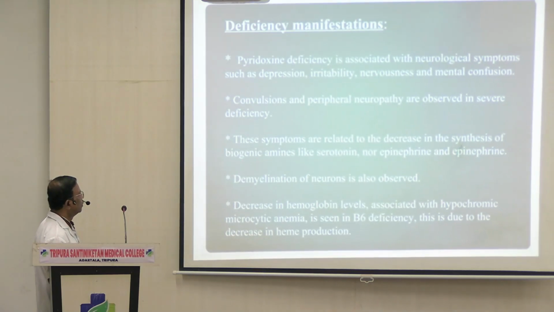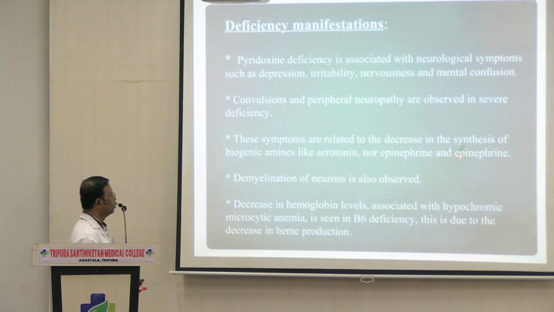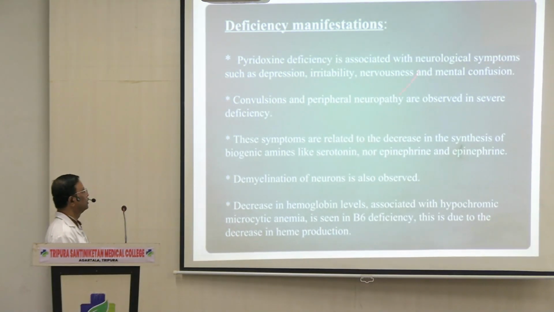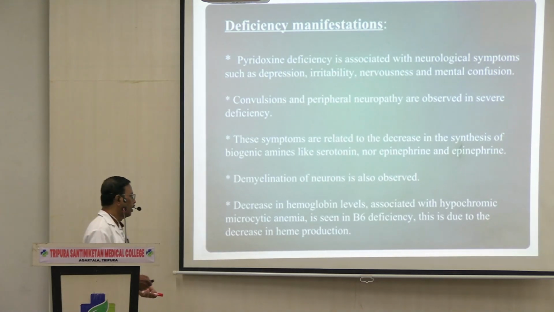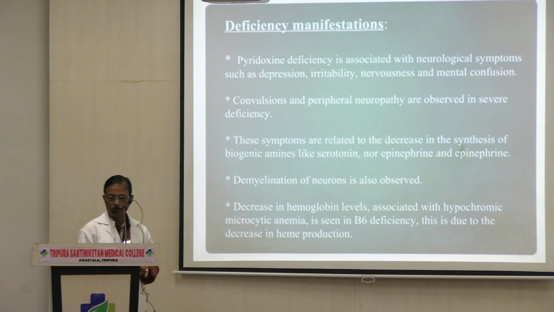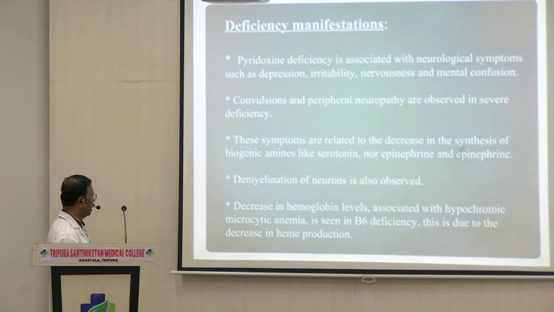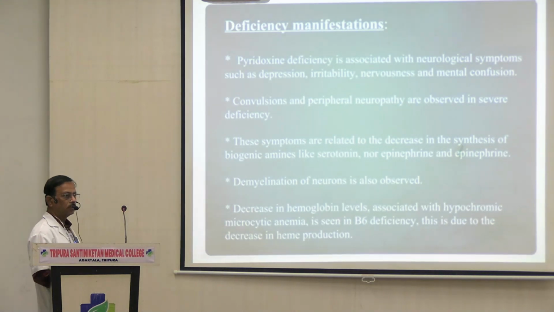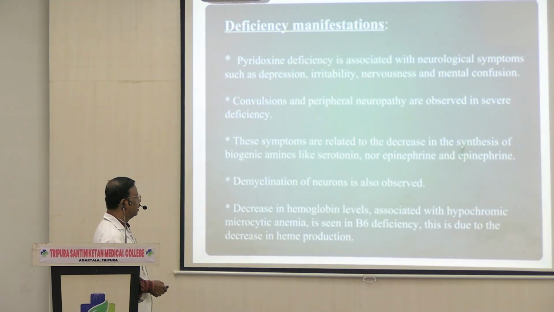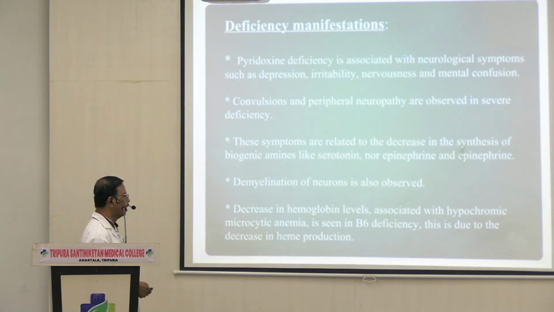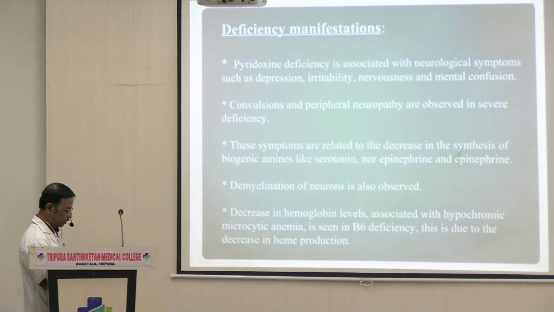Then these are the neurotransmitters which will be deficient, and accordingly these symptoms will be produced. Demyelination of the neuron is observed, and when there is demyelination, the patient will complain of burning sensation of the limb. Peripheral neuritis will be there. Then, because PLP is involved in hemoglobin synthesis also, there will be less hemoglobin. Hypochromic microcytic type of anemia will be there. This is due to the decrease in heme production.